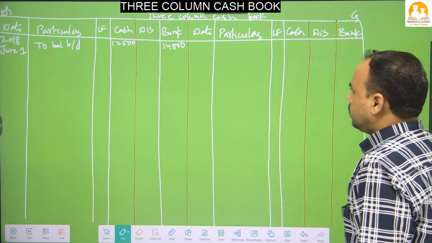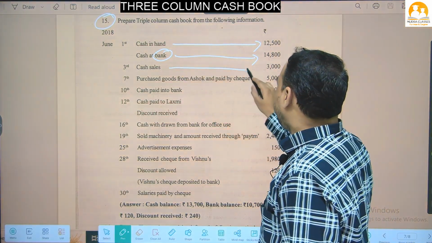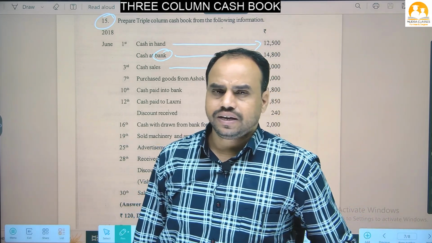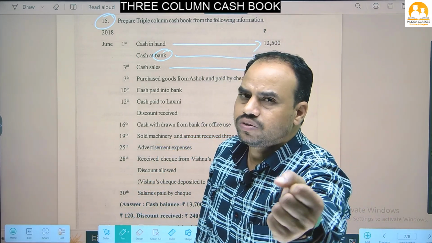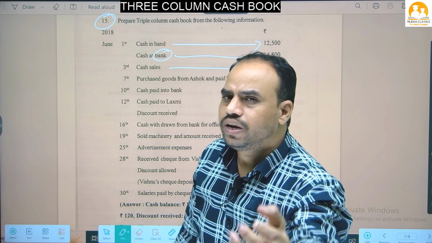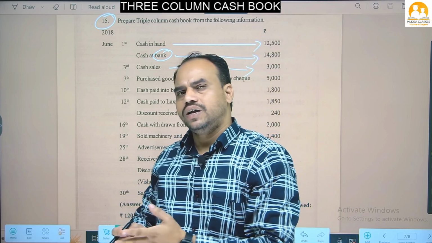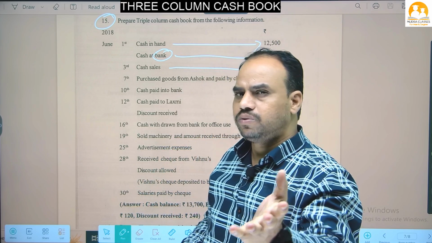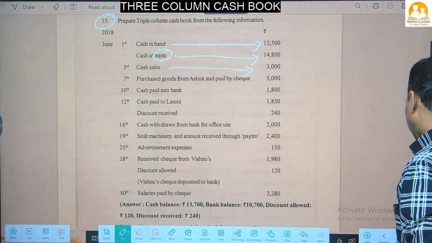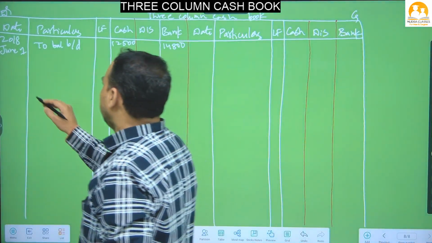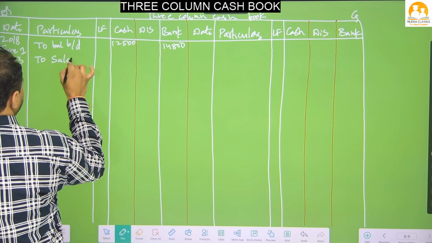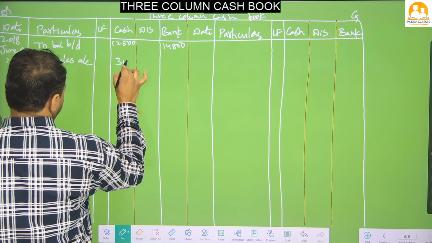See the next transaction. Cash sales. What is the meaning of cash sale? In business, cash sale means in business I am selling goods and in return I am receiving cash. Cash sales means what beta? In business I am selling goods and in return I am receiving cash. Business cash sale ante నేను business లో goods అమ్ముతున్నా, cash తీసుకుంటున్నా. So cash is coming in. Debit side we have to write 'to sales' 3,000. Date 3rd, to sales account, amount 3,000 rupees.